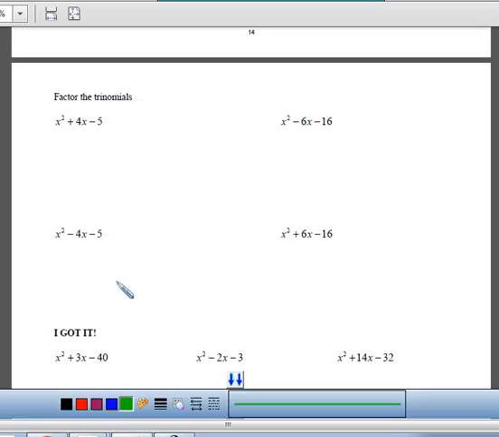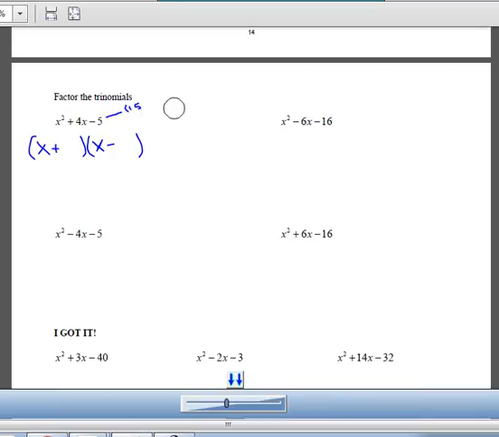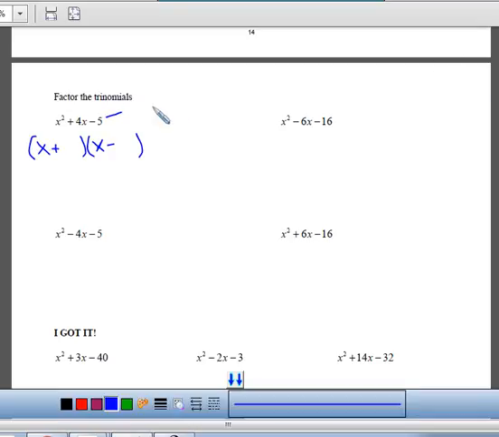So I'm looking at the first one. I've got x squared plus 4x minus 5. Now, because this is a negative number, I know that when I factor this, I'm going to get an x plus something and an x minus something, because a positive times a negative is a negative. Now, what are factors of 5? Well, let's start over. It's either 1 and negative 5, or negative 1 and positive 5.